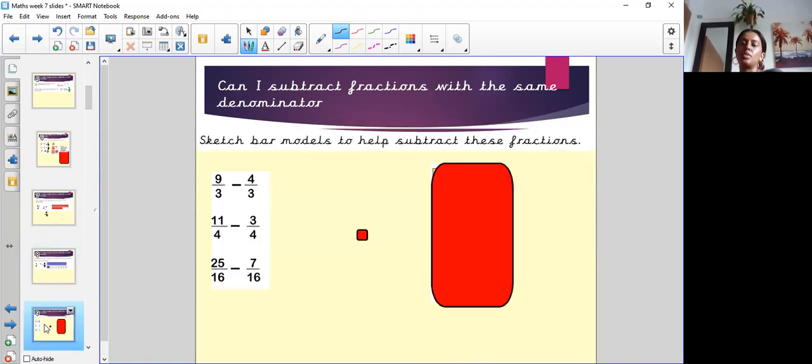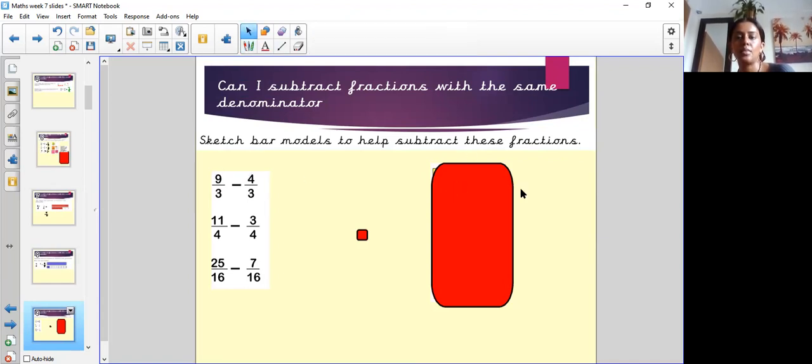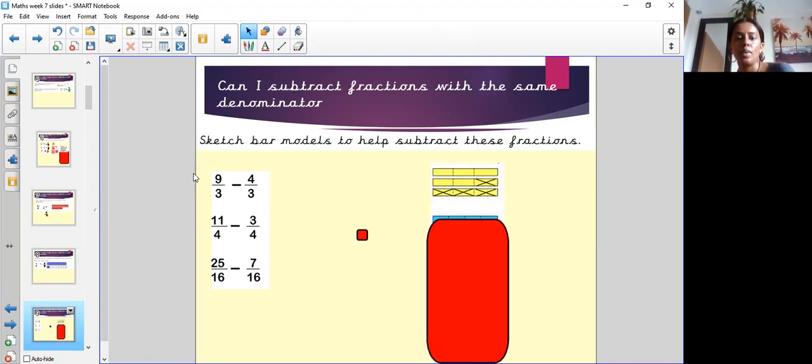It says sketch bar models to help subtract these fractions. So you can have a go at, instead of drawing or using the paper, you could actually draw it yourself and sketch it out. So 9/3 minus 4/3. Let's see how that answer is going to look. So we would draw 3, 6, 9. So we've got 9. Now we colour in all 9 and then we cross out 4. 1, 2, 3, 4. And our answer is going to be 5/3.